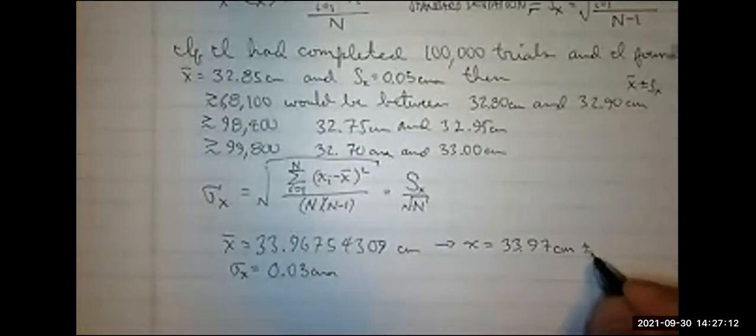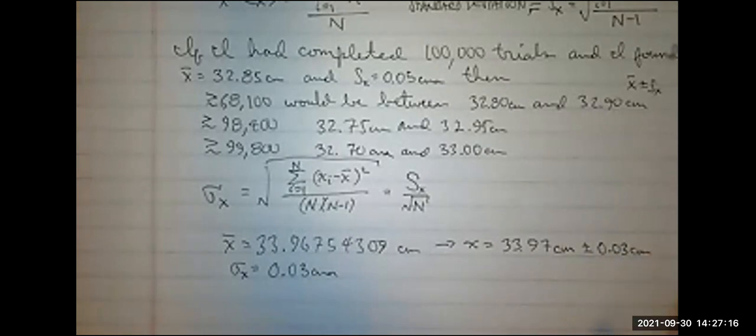So I would end up recording this as x equals, I use the rounding process. This is 5 or larger. So I'm going to say 33.97 centimeters plus or minus 0.03 centimeters.